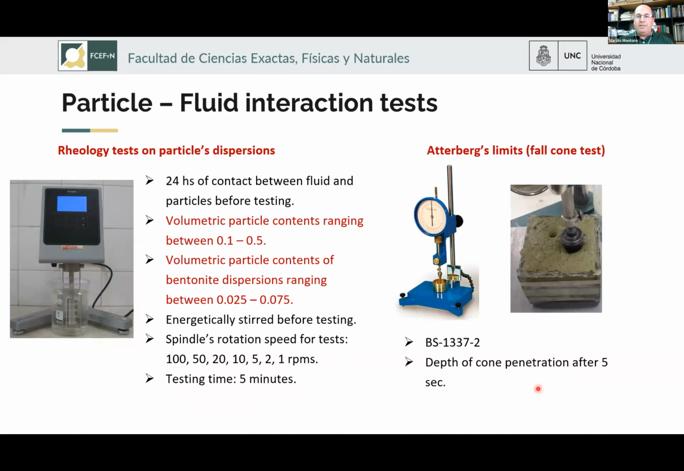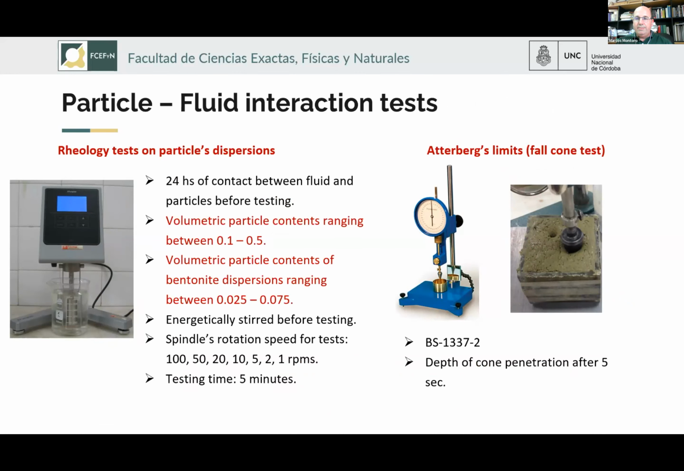The second group of experiments consisted of particle-fluid interaction tests. In order to do that, we measured the change in Atterberg limits of the fine-grained particles using the different fluids and also with sodium chloride and calcium chloride solutions. To do the test, we used the fall cone method.